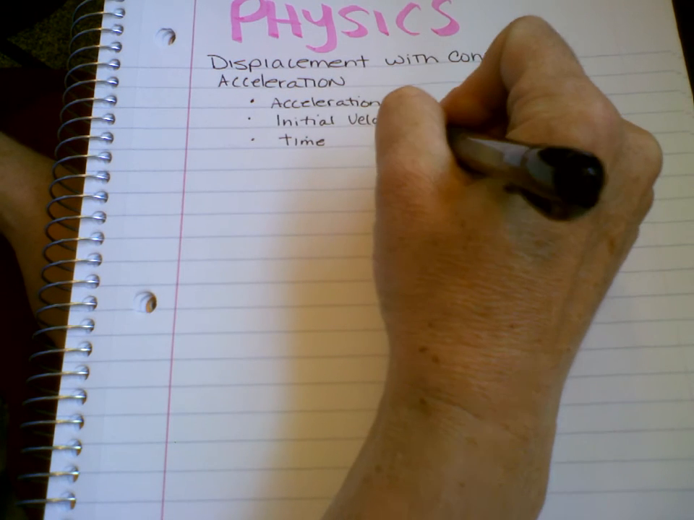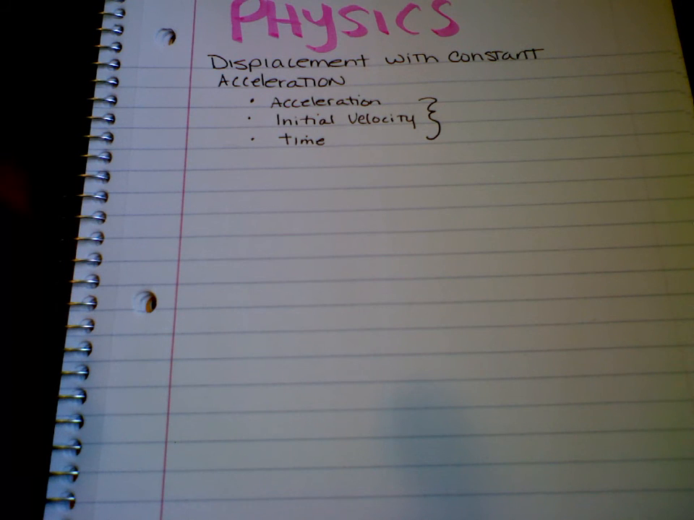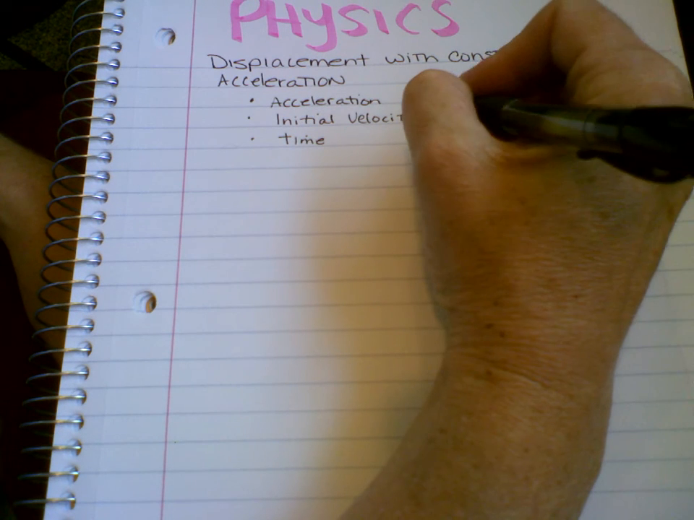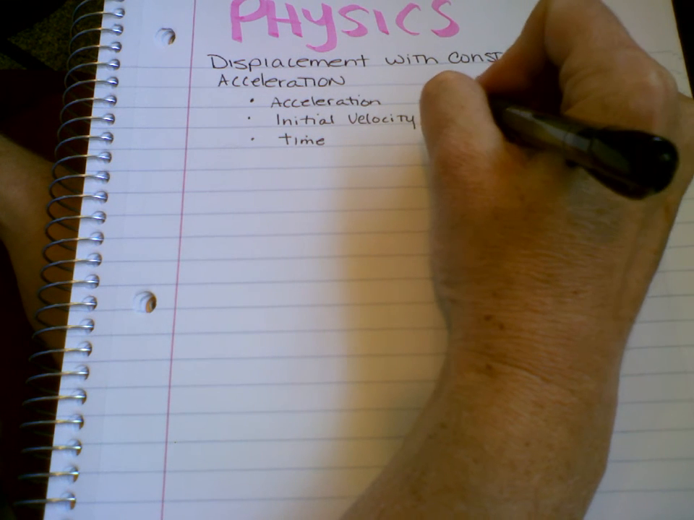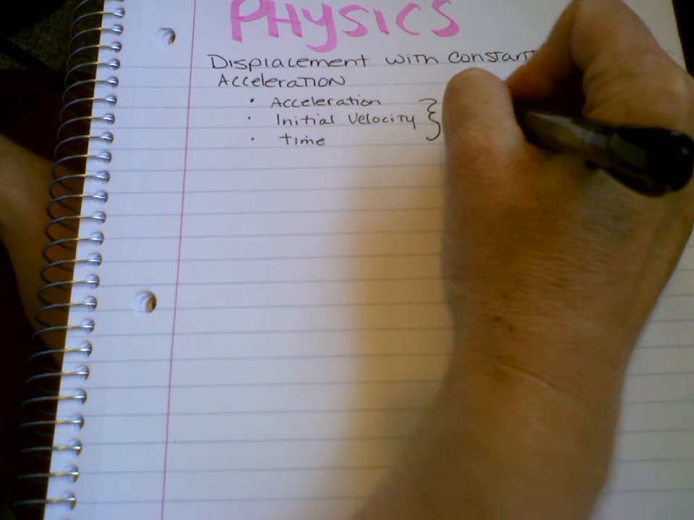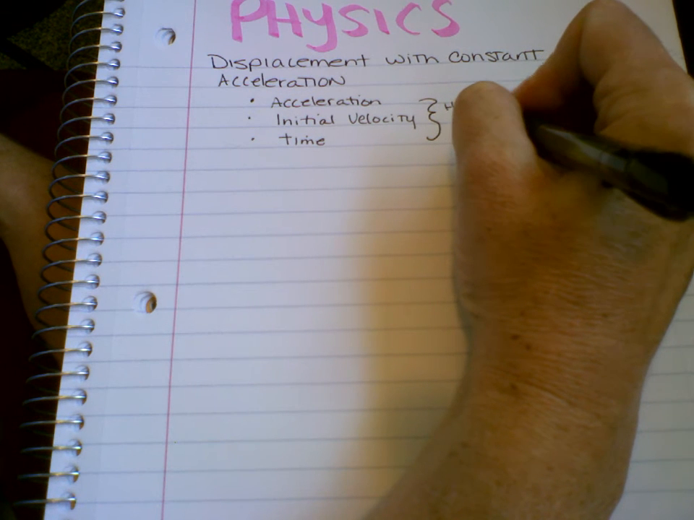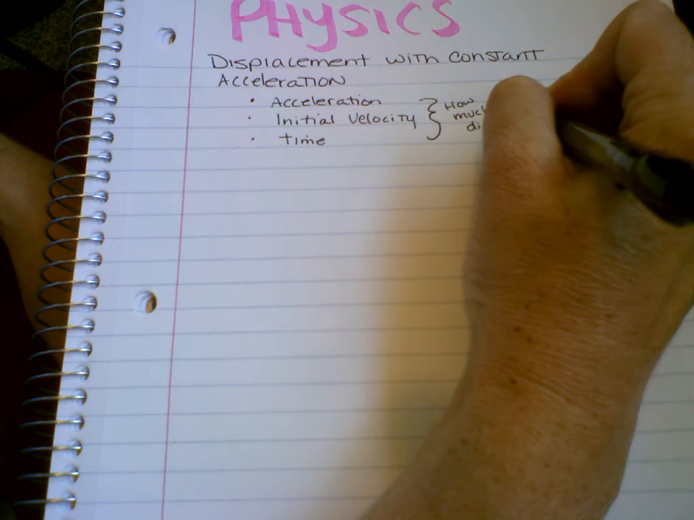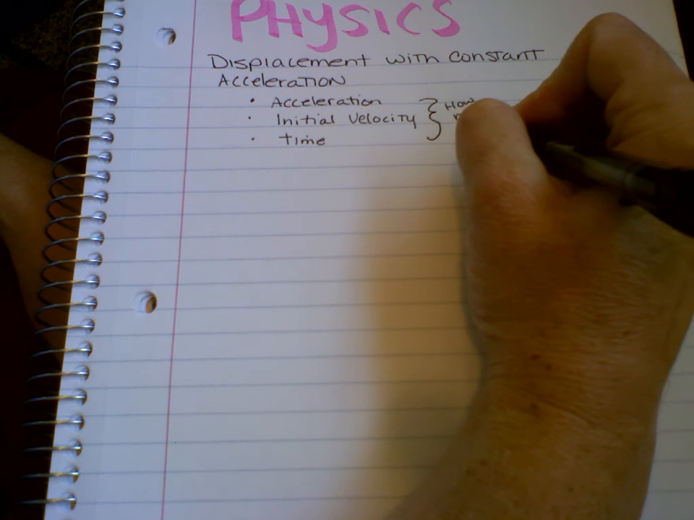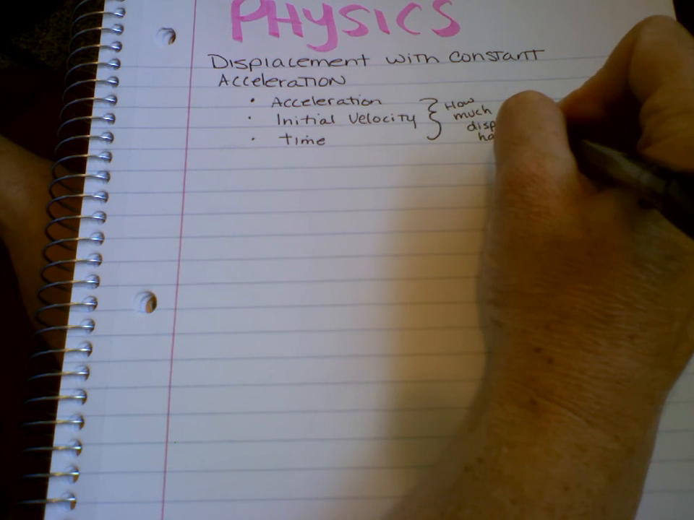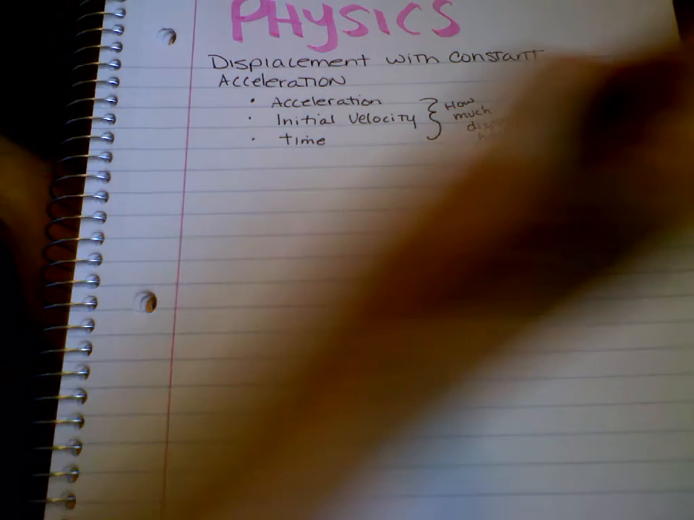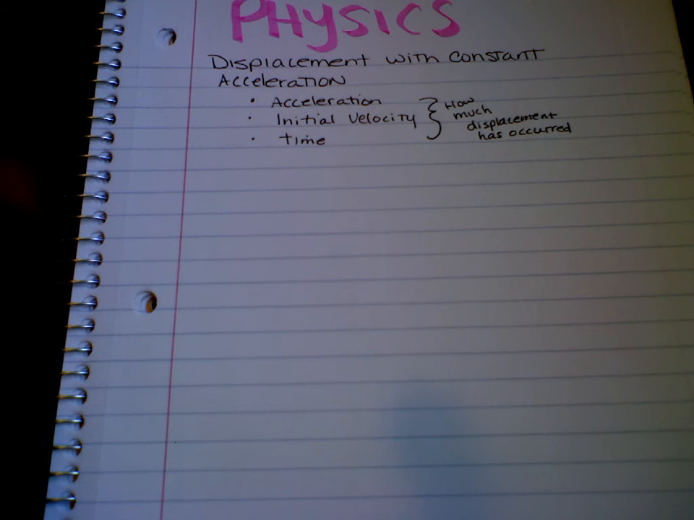When you want to figure out how much displacement has occurred, these three factors are key pieces of information. All right, so let's look at some of the formulas that we've been talking about and look at alternate ways in which we can view those formulas.